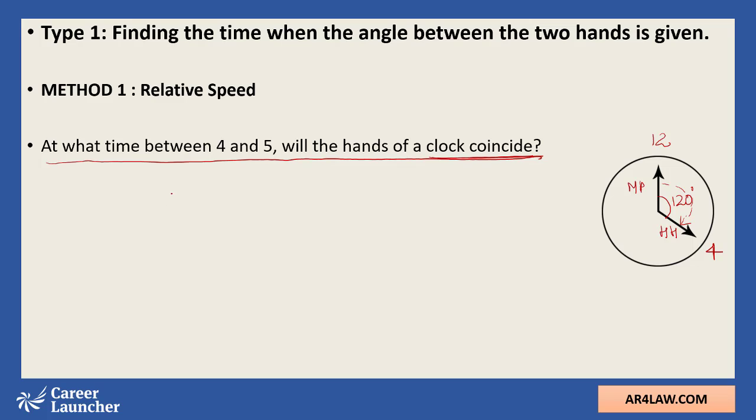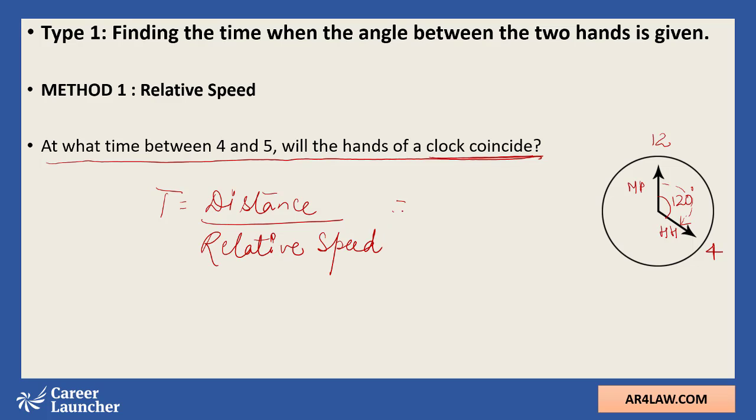Okay. Now we know time is given by distance upon relative speed, because here both the objects are in motion. That's why we are talking about the relative speed. A distance to be covered by minute hand.